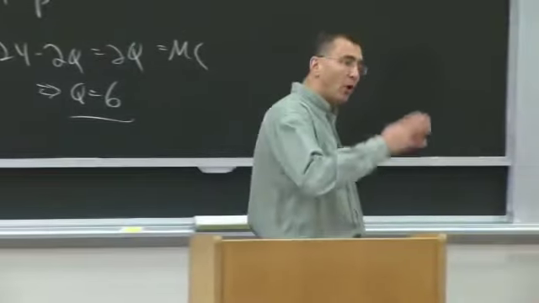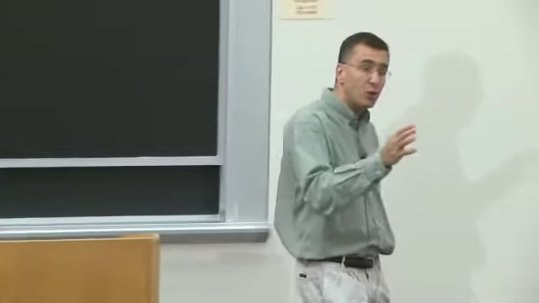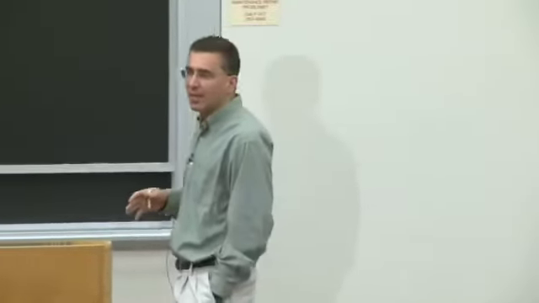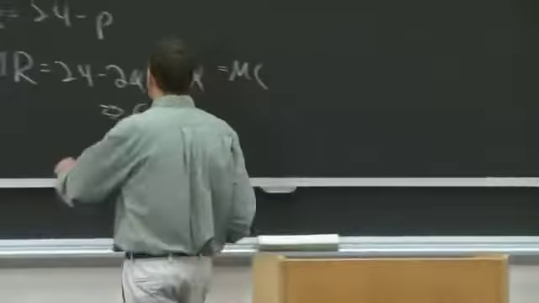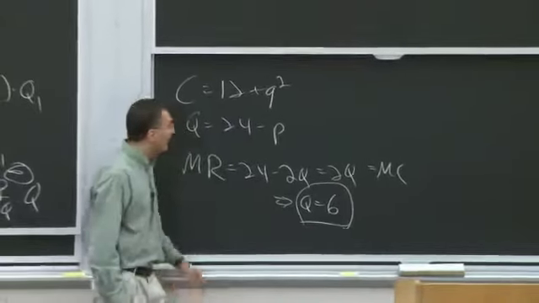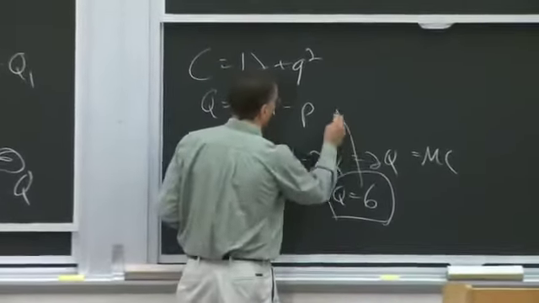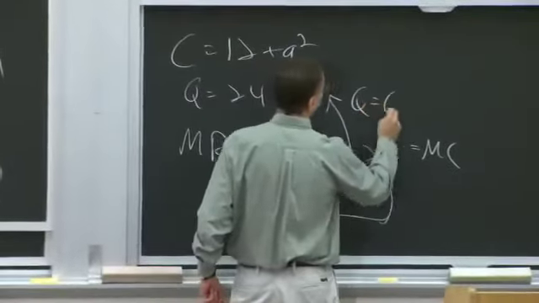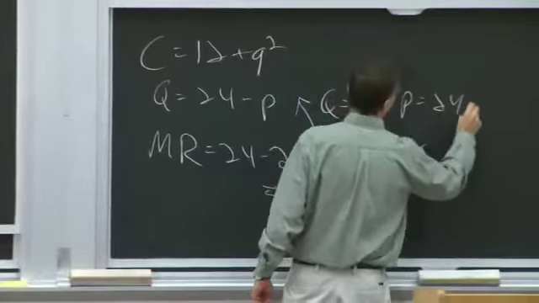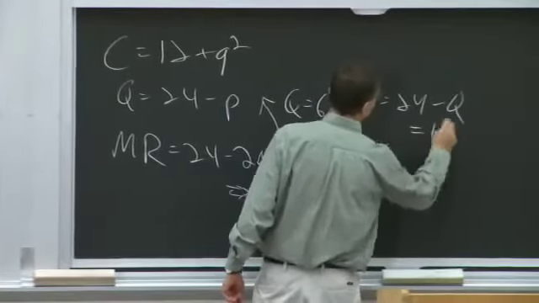Okay? You set marginal revenue equal to marginal cost to derive Q. But then to get P, you've got to go back and plug that into the demand curve. So with a Q of 6, what's the P? Well, to get that P, I've got to go back and plug this in here. At Q equals 6, P is 24 minus Q, or 18.